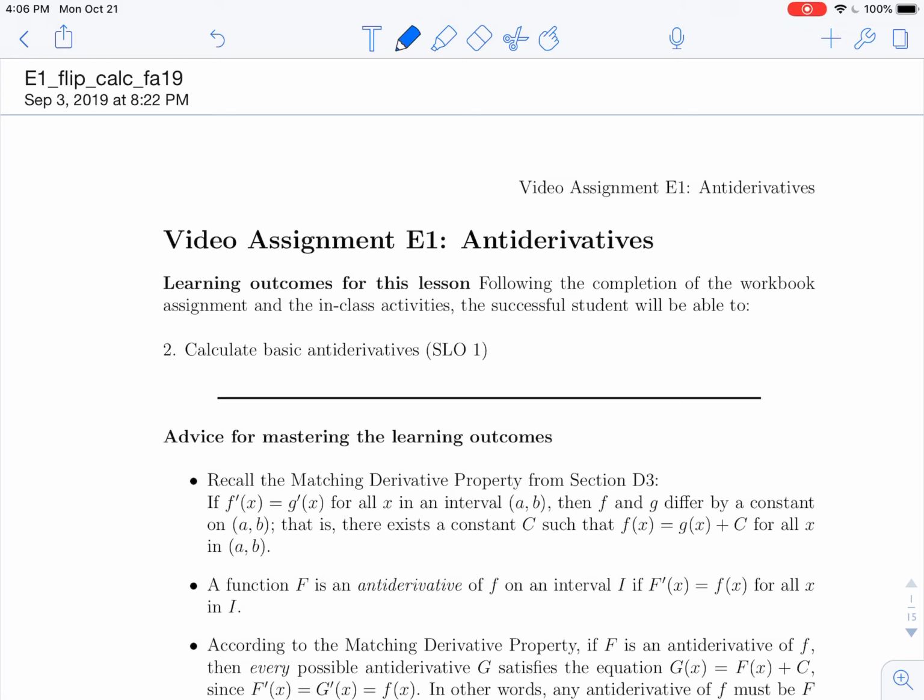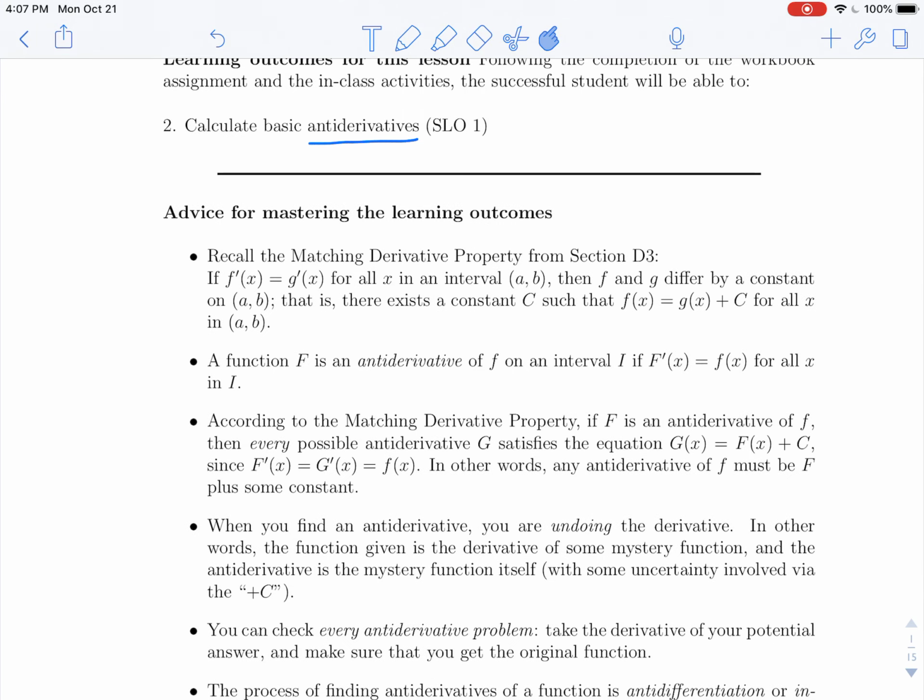Video assignment E1, Antiderivatives. Learning outcomes for this lesson. Following the completion of the workbook assignment and the in-class activities, the successful student will be able to: 2. Calculate basic antiderivatives. Advice for mastering the learning outcomes. Recall the matching derivative property from section D3.